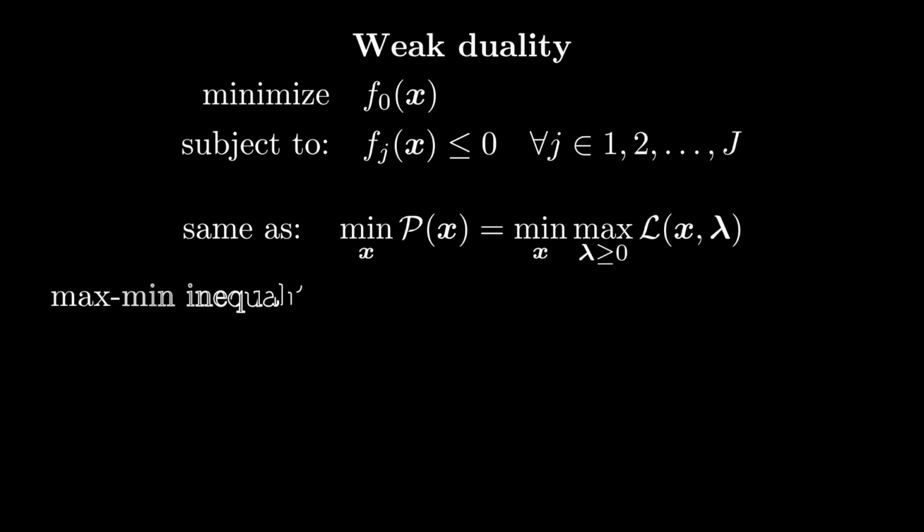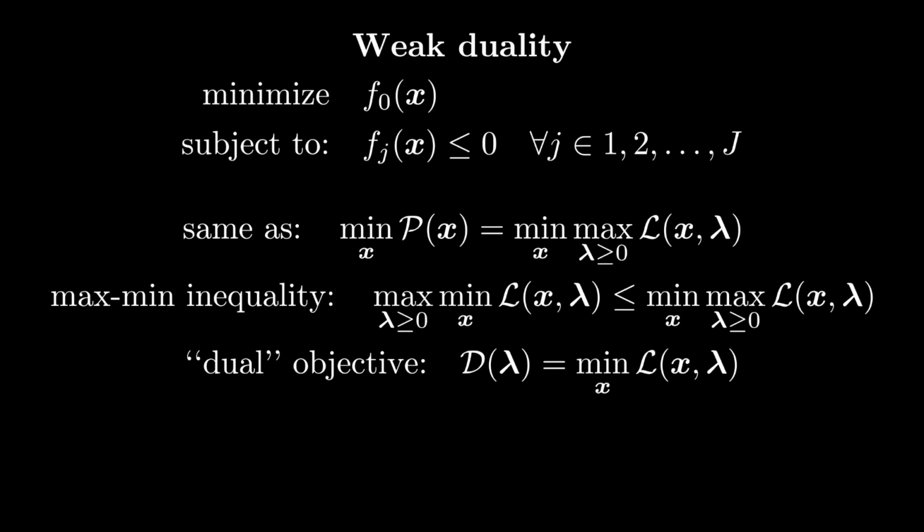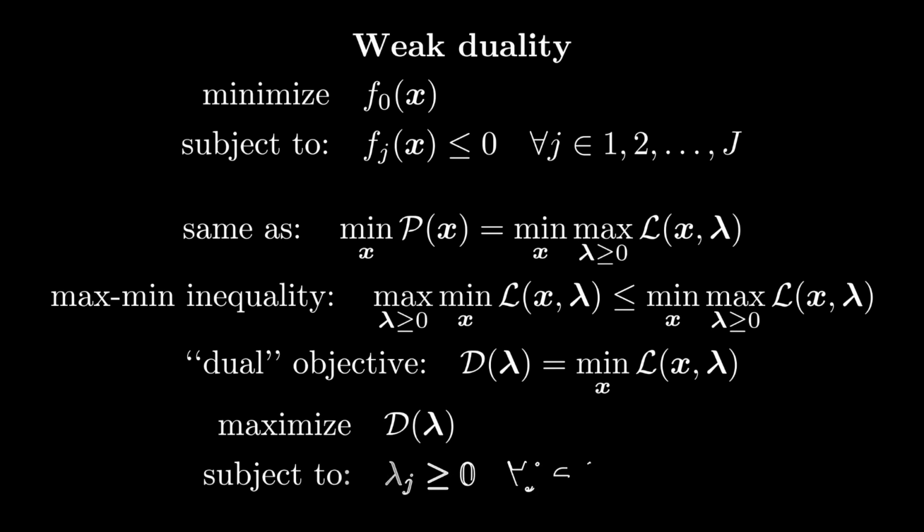The concept of duality is to observe that the max-min inequality gives us a lower bound on this problem. After we flip them around, the inner part is now a min over x of the Lagrangian. And this is a thing that we want to maximize with respect to lambda. This is the dual problem, in contrast to the original problem that we call the primal.